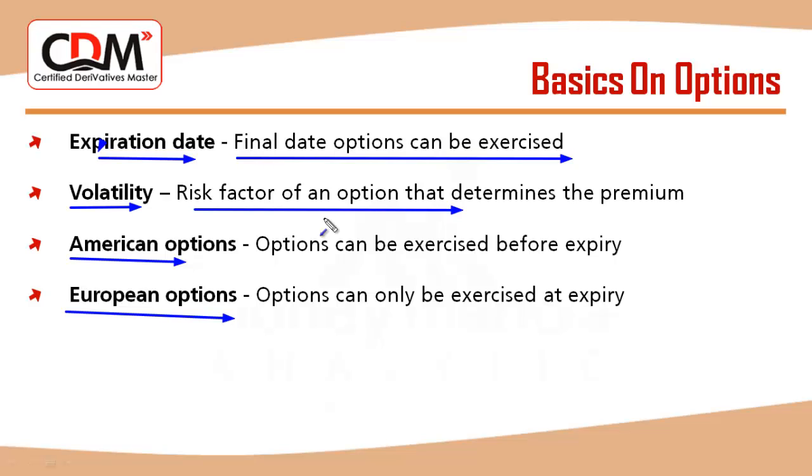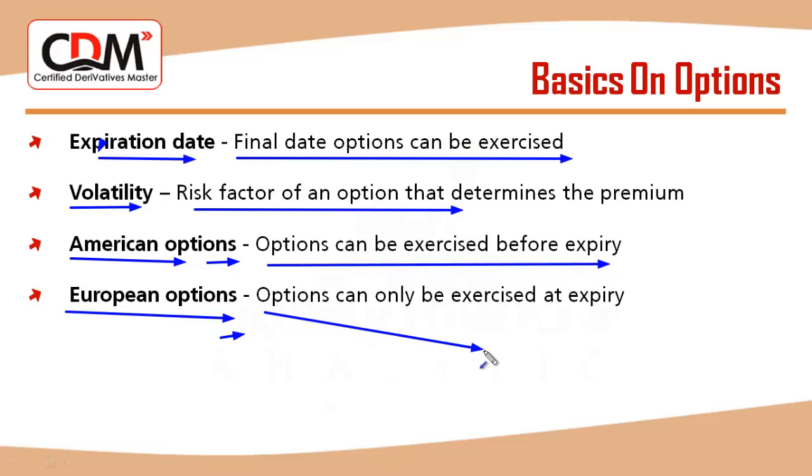Now in options there are two trading concepts. One is called the American option, and the other is called the European option. American options can be exercised before expiry, but European options can be exercised only at expiry.